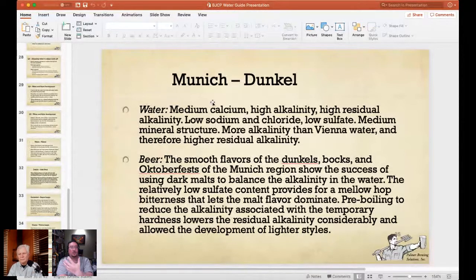More malt helps balance the alkalinity of the water, helps neutralize it, helps you hit that 5.2 to 5.6 mash pH range. And the relatively low sulfate content provides for mellow hop character, mellow bitterness that lets that malt flavor dominate the beer rather than balancing it, as more of a pale ale, for example. Pre-boiling of the water allowed the development of some of the paler beer styles like Munich Helles.